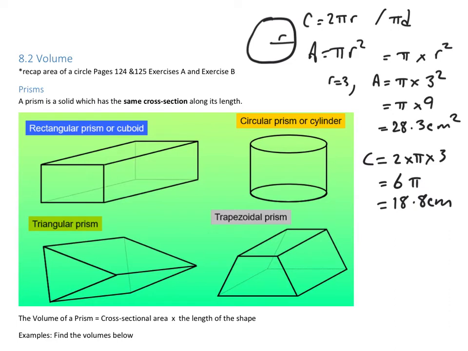Prisms then. A prism is a solid which has the same cross section along its length. So this rectangular prism, if we were to make slices along it, so along this line here, what we would see is that you would have lots of little rectangles. You could do slices through it lengthwise as well, and you would have long, thin rectangles, or in this case as well, you could do slices horizontally and you would have long rectangles again.